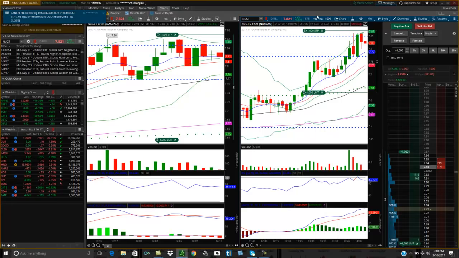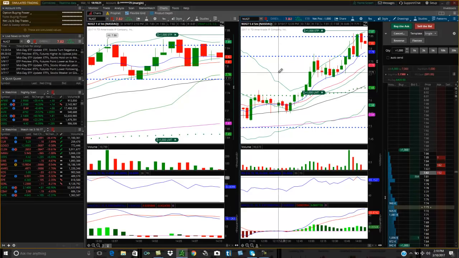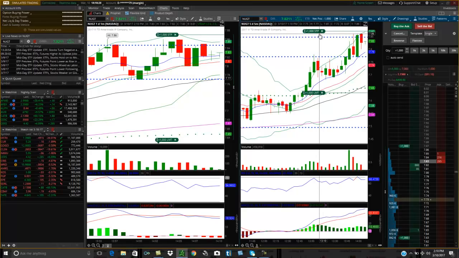Oh, now it's probably going to go the other direction. It's probably going to do what I want it to do now. So let me do this. I'm going to move my stop over here, and keep it where I should have had it.